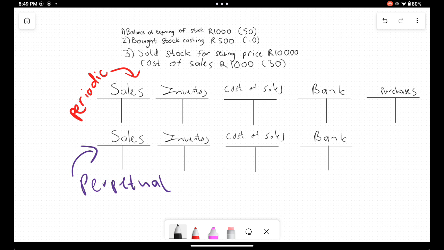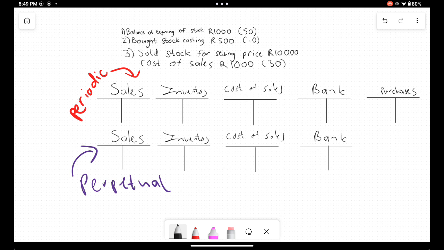Now, when I said an entry that has cost of sales, leave it out when doing periodic. For example, sales. To be honest, that's the only transaction. For sales, you record two sets of journal entries, right?